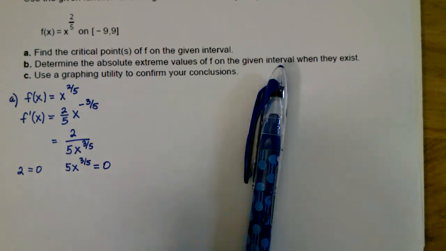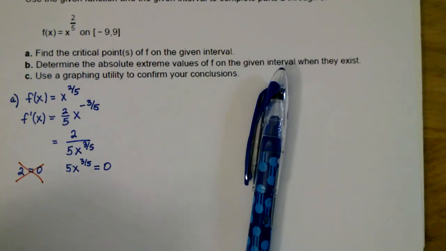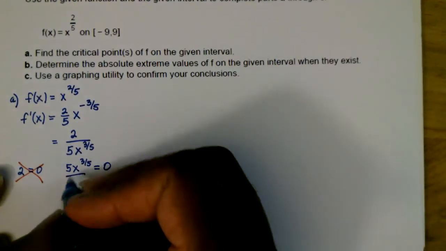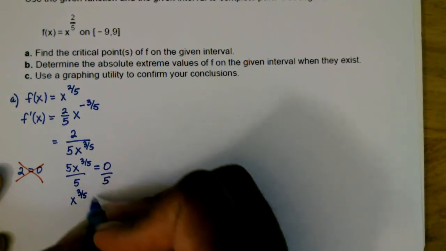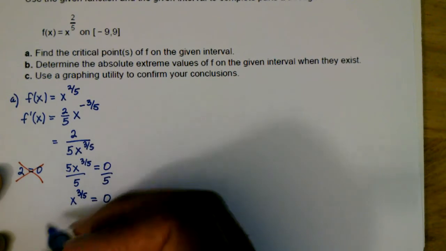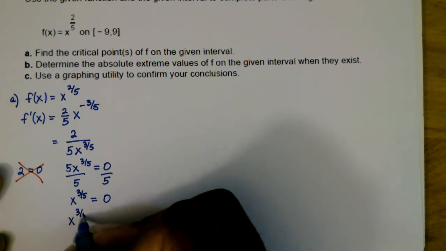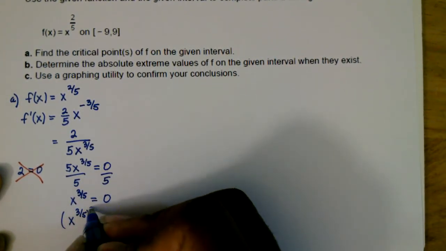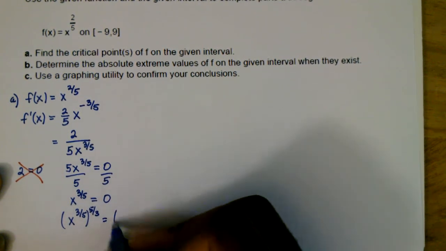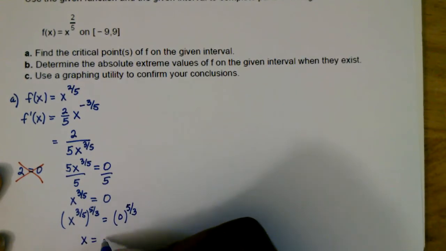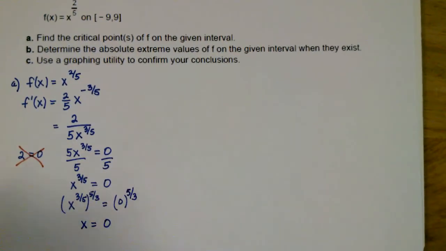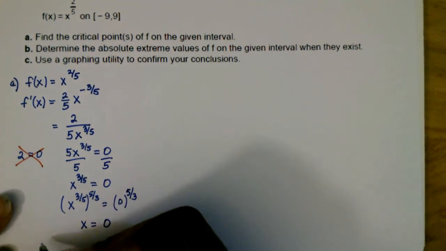Well, 2 equal to 0 is not true, so I can cross that out altogether. But 5x to the 3/5 equal to 0, if I divide both sides by 5, means x to the 3/5 is equal to 0. To get x by itself, the reciprocal of 3/5 is 5/3, so I'm going to raise both sides of this equation to the 5/3 power. That means x will be equal to 0. So this x equals 0 is the critical value.